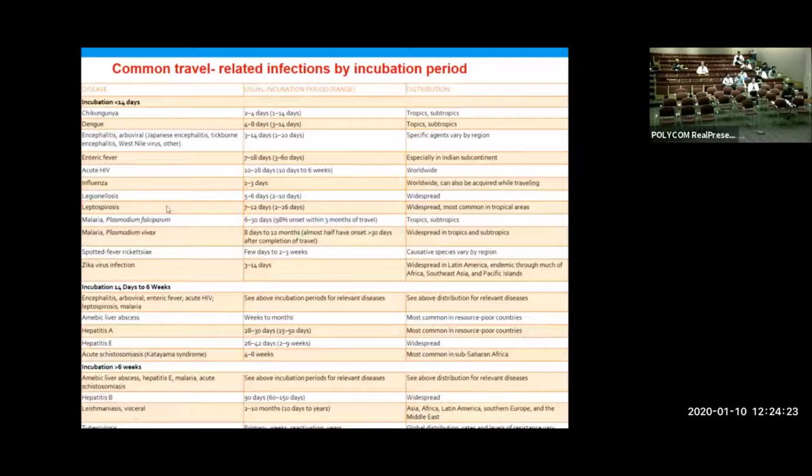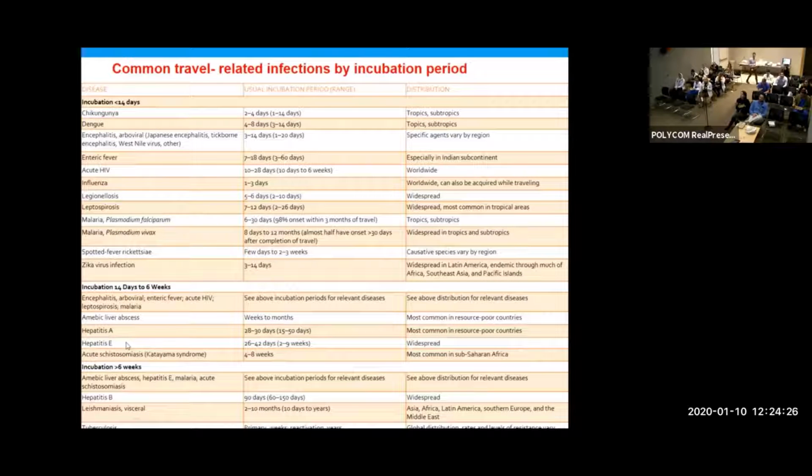So this is not for us to go through. This is just a table that I find useful. This is from the CDC webpage. It's a very useful table if you have somebody and you're wondering what the patient has: look at the incubation period, because there are certain organisms that have a short incubation period, for example, less than 2 weeks. You'll have chikungunya, dengue. Most of the arboviral infections do not go beyond 2 weeks. Acute HIV, influenza, Legionella, and so on and so forth.